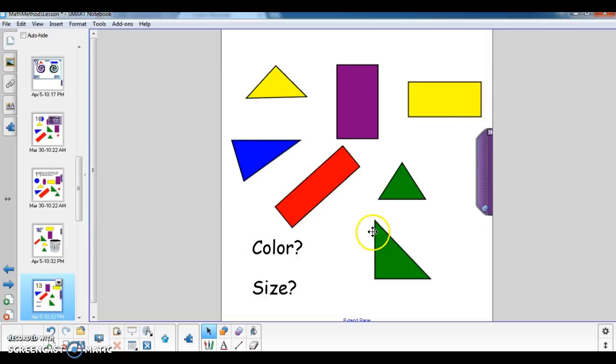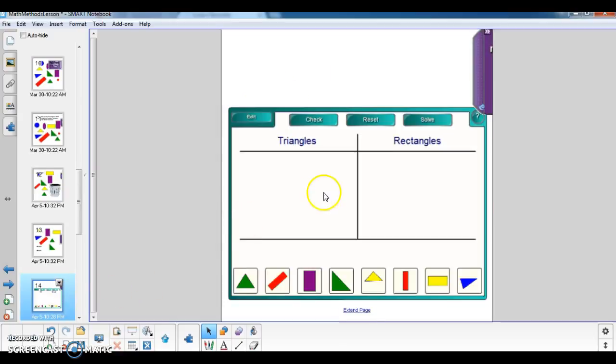And then I say, okay, these are the ones that we have left. If I want to put them into the group of triangles and rectangles, I'll say, can I sort them by color? They should say no. Should I sort them by size? They should say no. And then I have all the shapes down here, and then I'll have the students come up and put them in the correct column.